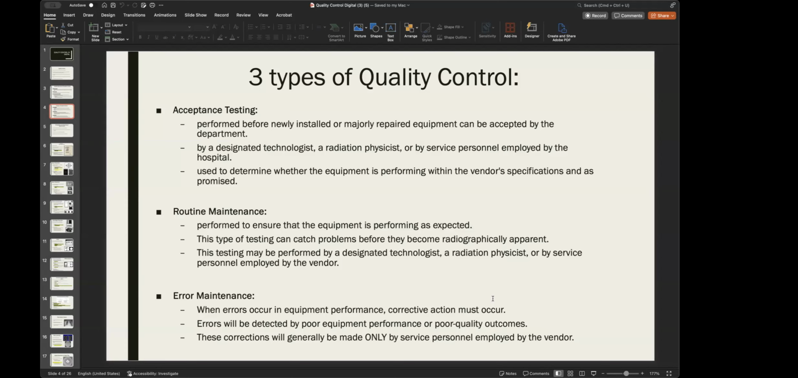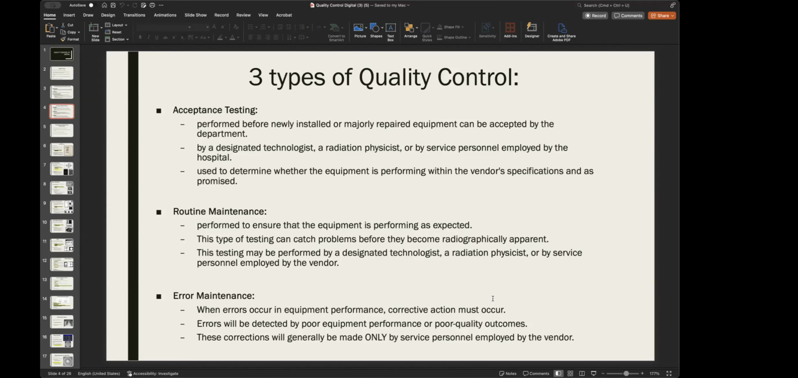Now, routine maintenance has another name. You may have heard of it as preventative maintenance or PMs, right? The room 2 is going to go down today because they're going to do a PM on room 2, right? And so that's routine maintenance. We are going to perform preventative things to ensure that this piece of equipment will continue to work properly. Okay. And so usually during a PM or routine maintenance, they're going to check various things to ensure that they can catch a problem before it becomes apparent on an X-ray. That can be done by a technologist, physicist, or service personnel employed by the vendor.